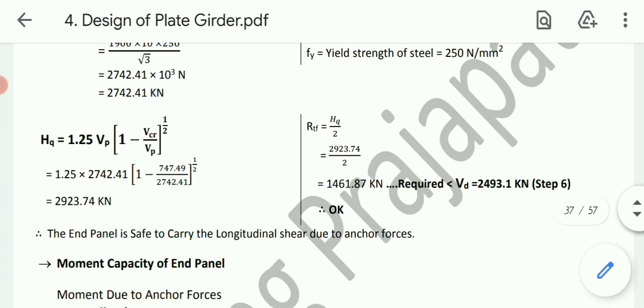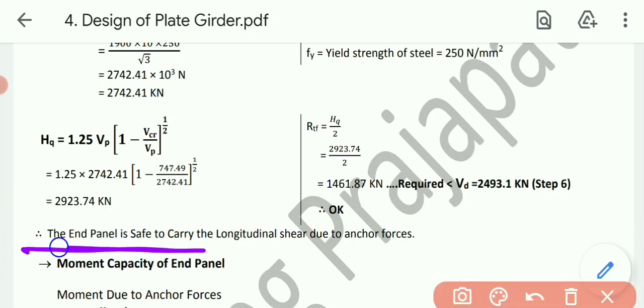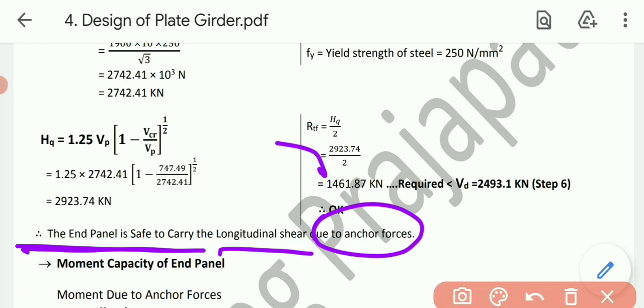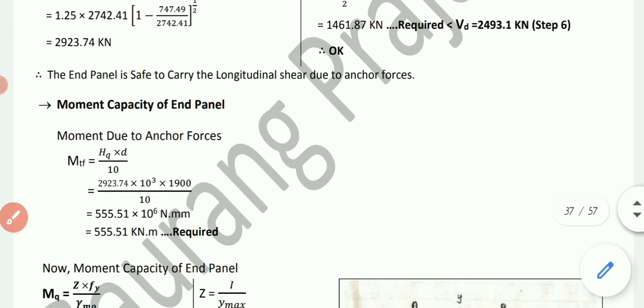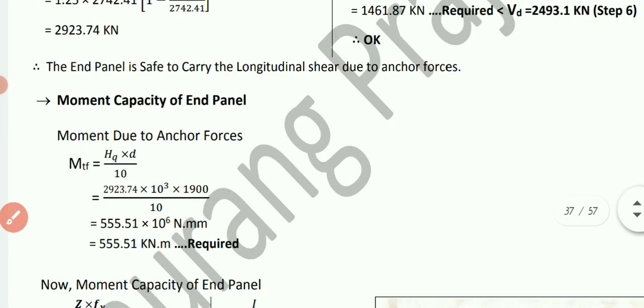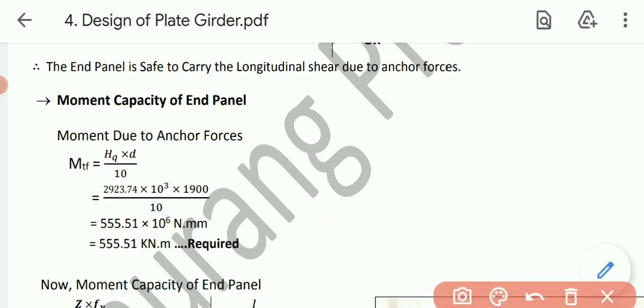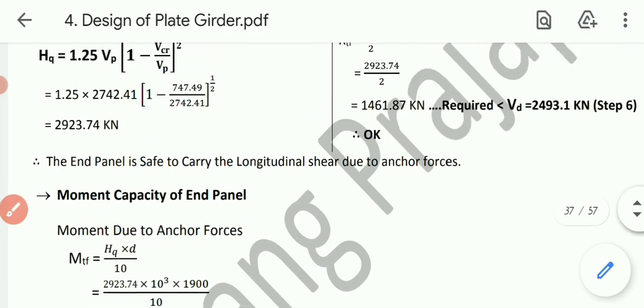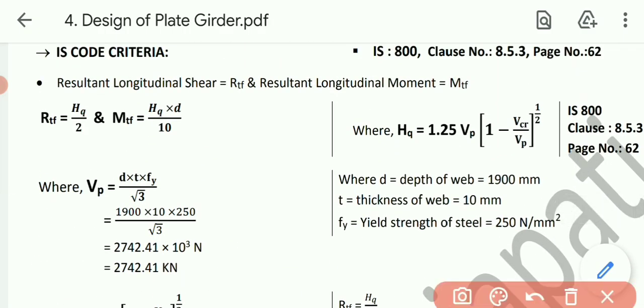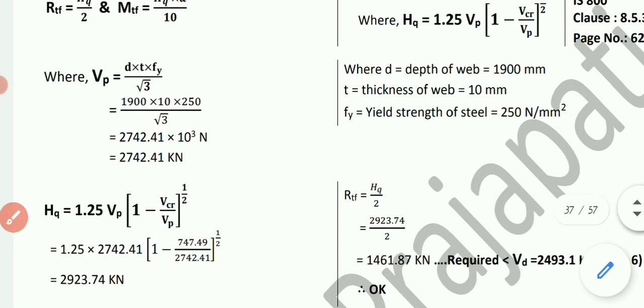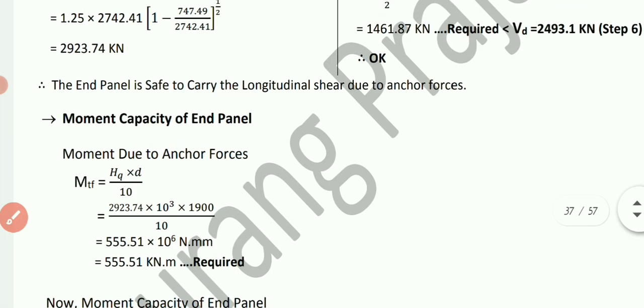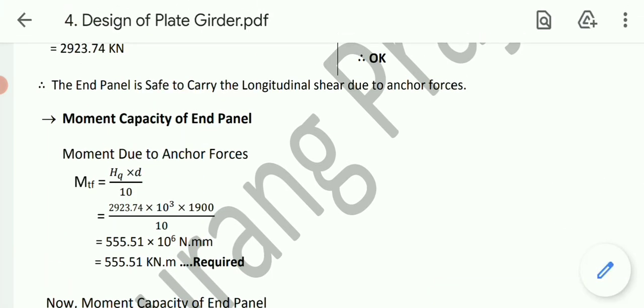So we can say the end panel is safe to carry the longitudinal shear due to anchor forces. This is the anchor forces which produces the resultant shear force, which is resisted by VD. Now next, we need to calculate the moment capacity of the end panel, and for that, MTF's formula is there, that is HQ into D by 10. Now let's put down the values over here.